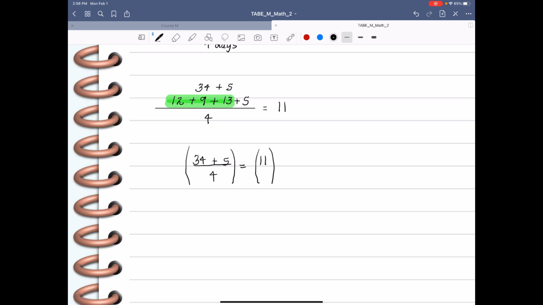4 is divided, so I'm going to multiply by 4 on both sides. And I'm left with 34 plus S equals 11 times 4 is 44. Then I will subtract the 34. So I'm left with Sunday, she would need to catch 10 fish for that average to be true.